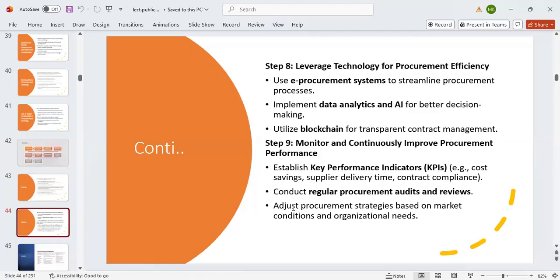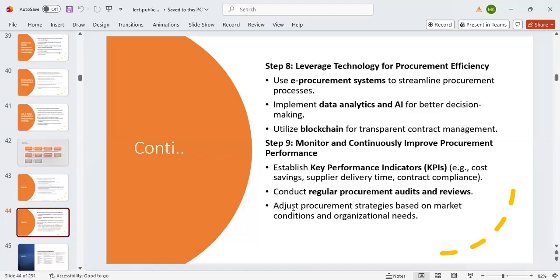Number 8, leverage technology for procurement. Take advantage of the GIFMIS system, the e-procurement system, to streamline procurement processes. If technology is integrated, it will help you minimize risks, especially if you procure software like blockchain technology. It will help you prevent fraud. Implement data analytics and artificial intelligence for better decision making, very important. Utilize the blockchain for transparent contract management in your procurement proceedings.